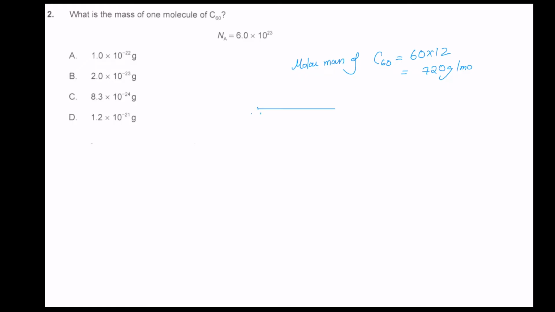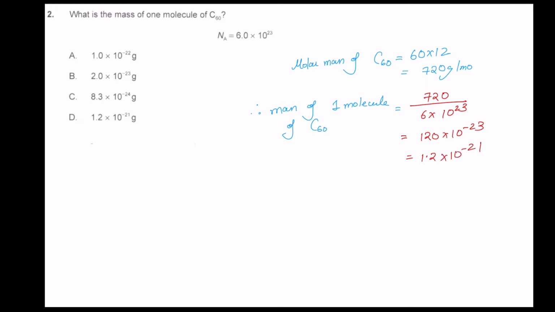Now, molar mass means this is the mass of 1 mole of C60 molecules. So the mass of 1 molecule of C60 will be the total molar mass divided by the Avogadro number, because 1 mole of C60 will contain 6 times 10 to the power 23 molecules. Upon further simplification, we'll get this as 120 times 10 to the power of minus 23. So I can take in 2 decimals, I'll get 1.2 times 10 to the power of minus 21 grams. Comparing the options, option B is the correct answer to this question.